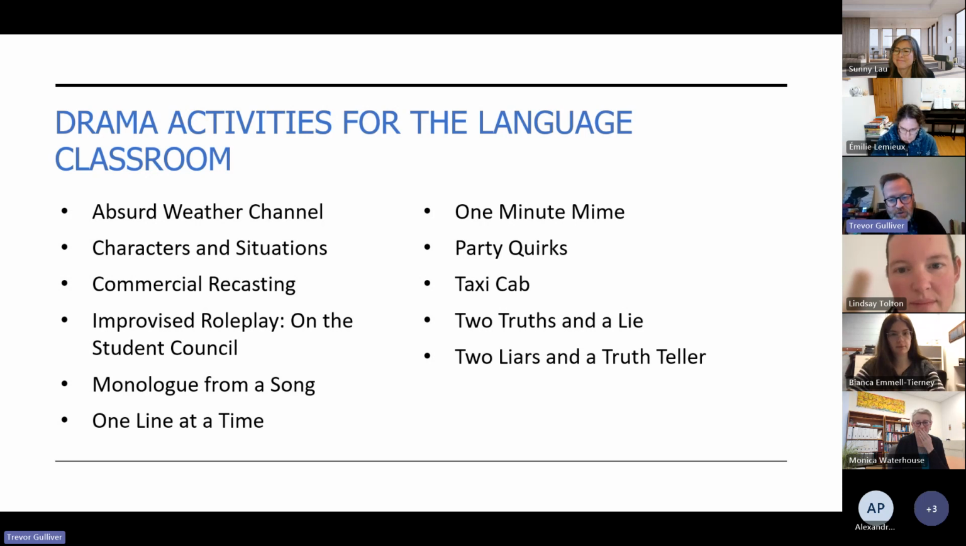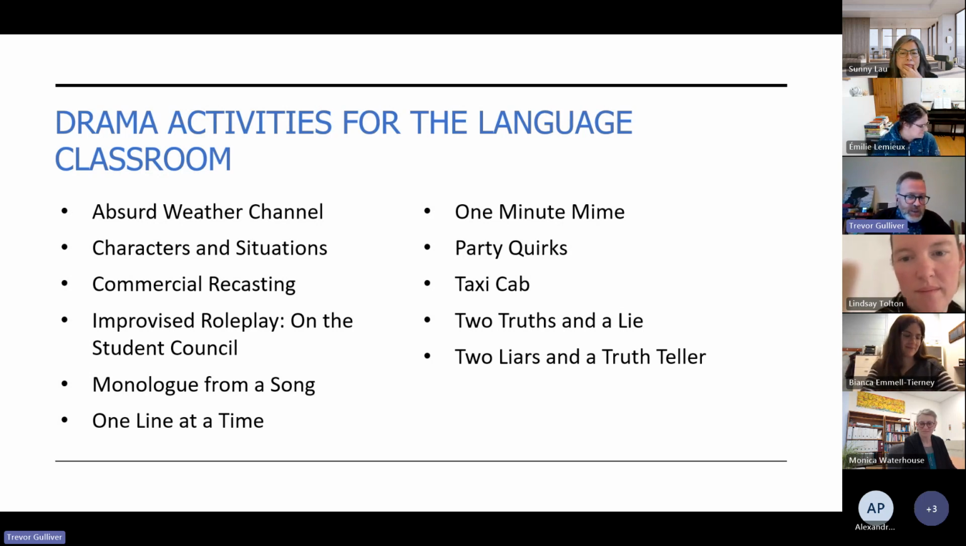Two truths and a lie, two liars and a truth teller. Two truths and a lie is a classic ESL activity. Two liars and a truth teller is a variation where three people agree on something that's true about one of them, and they all get up and say it. For example, three people get up and say, "I've been to Japan twice," but only one of them has actually been to Japan, and the class has to interrogate the three and decide. These are some of the activities I liked in this compilation that I've shared with you.